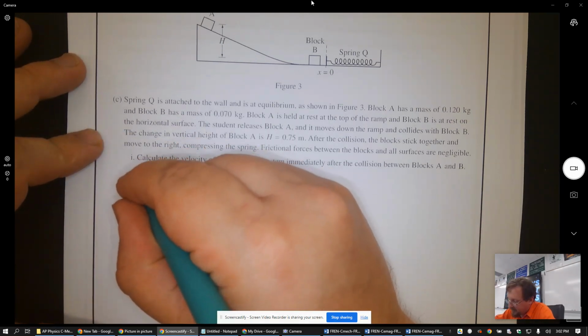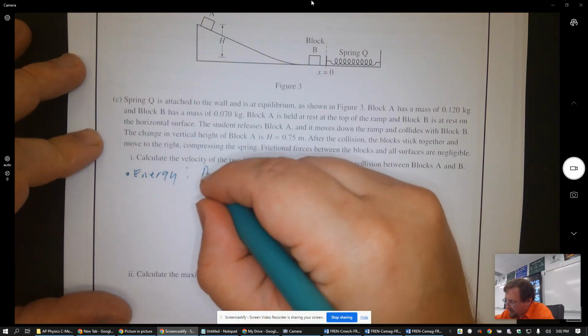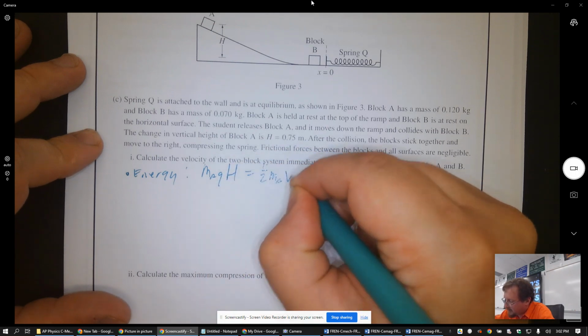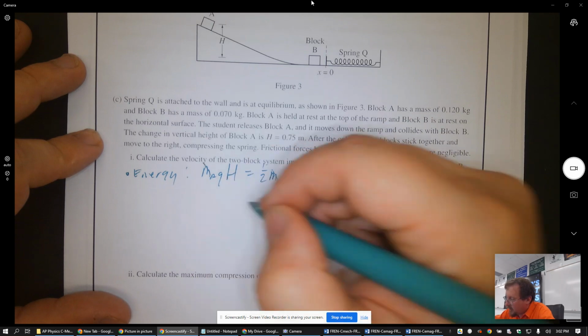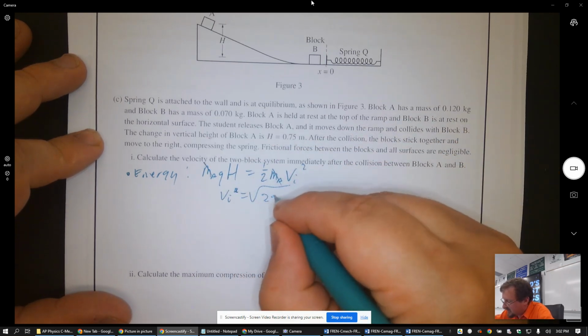So step one is an energy, where I'm going to say the mass of A, g, the capital H becomes 1/2 the mass of A, the v before the collision squared. So the v before the collision squared is going to be the square root of 2gH.